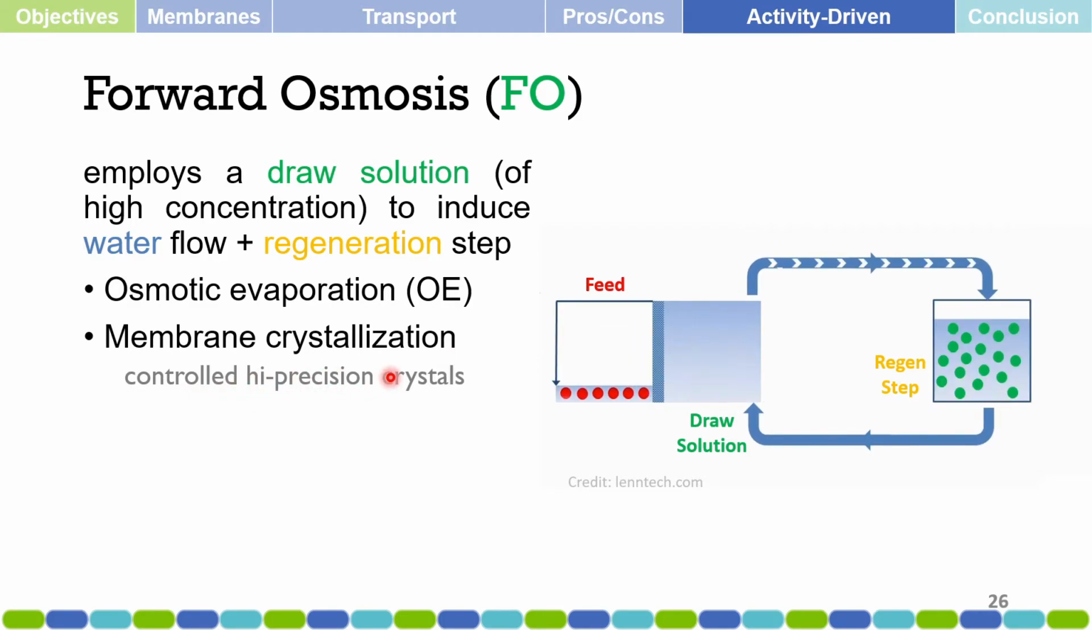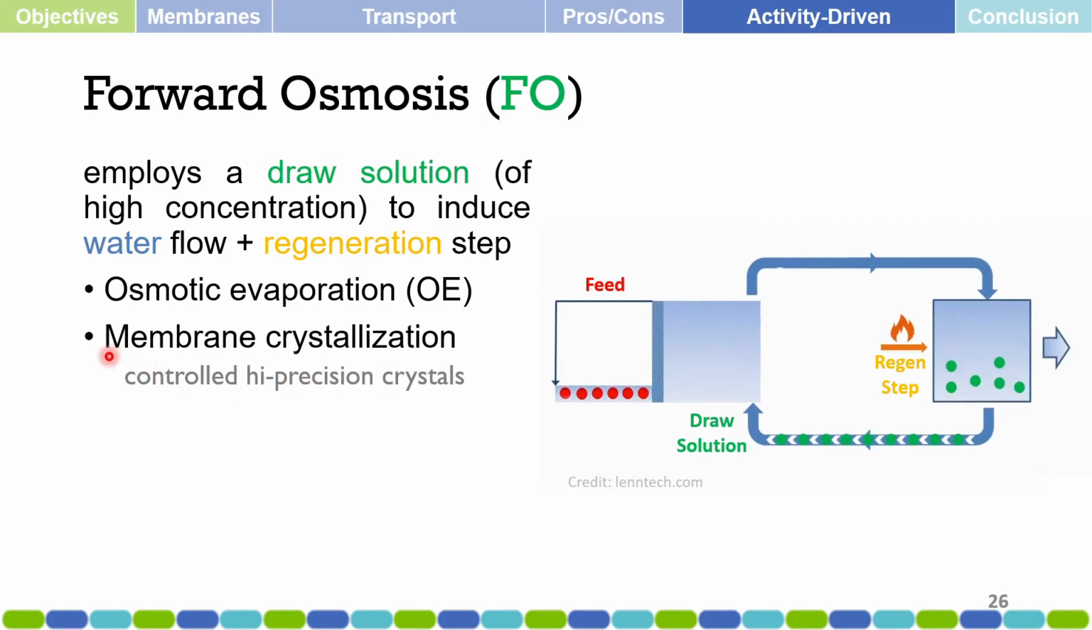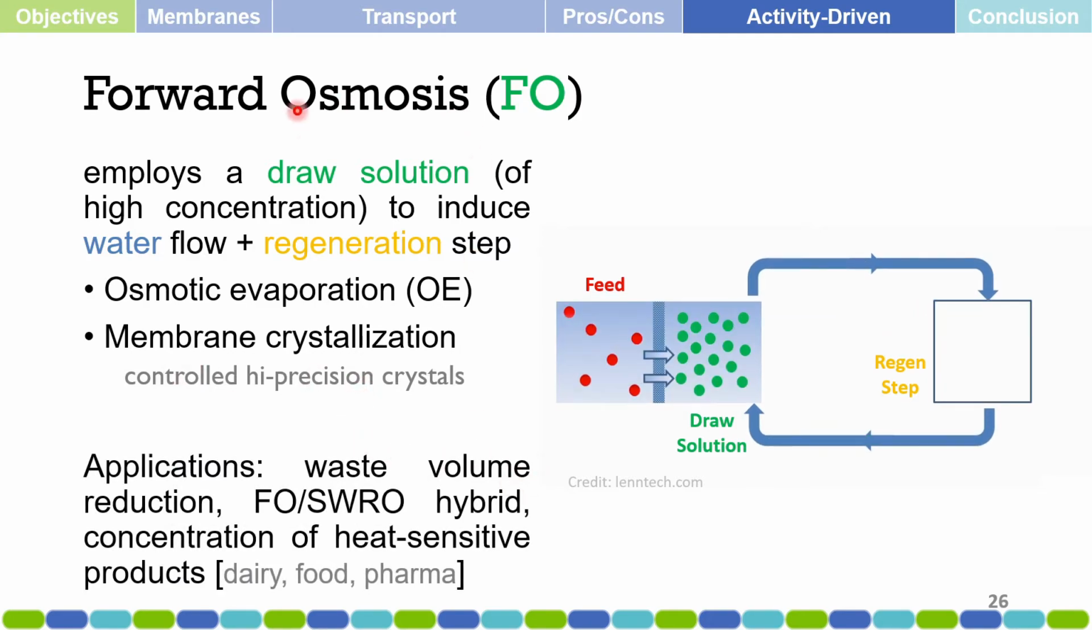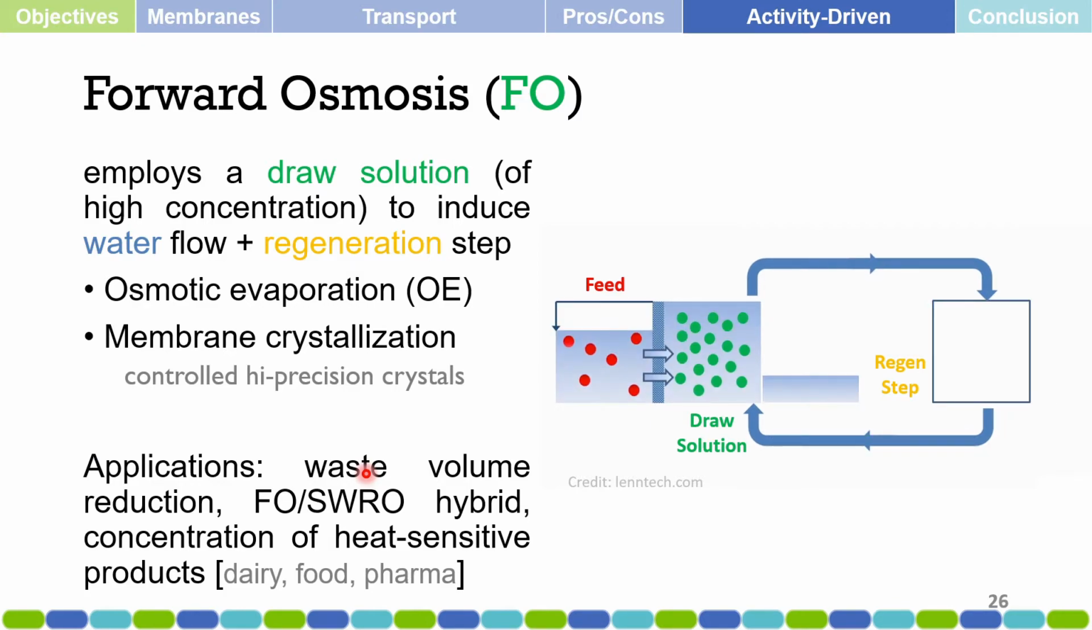Forward osmosis can be applied for osmotic evaporation, or for membrane crystallization, which allows for controlled, high precision crystals as differentiated from other types of crystallization. So this is more for a pharmaceutical application.